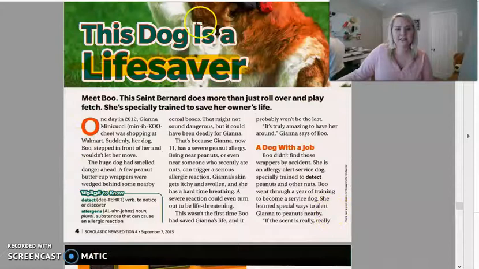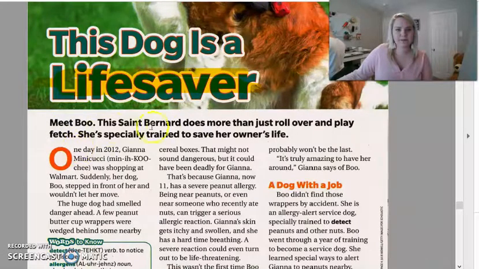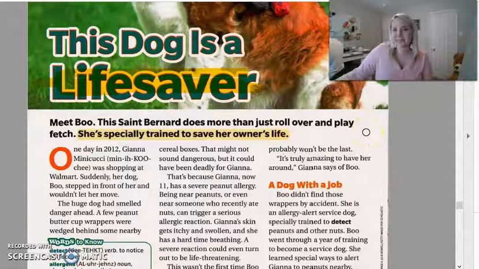Let's continue on. It says, "Meet Boo, the St. Bernard. The St. Bernard does more than just roll over and play fetch. She's especially trained to save her owner's life." A little hint: main idea and central idea are the same thing. You'll hear me say both of them. You can normally find the main idea in the first sentence, or the first couple of sentences. So this is giving me the main idea of what this is going to be about. It's going to be about a dog named Boo who is trained to save her owner's life.